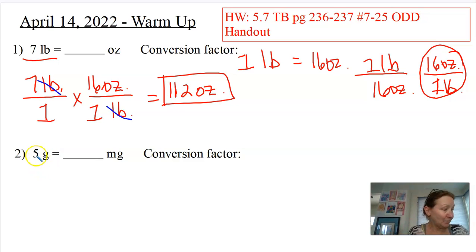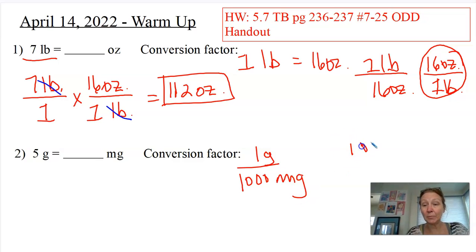So, maybe you know that with milligrams, the milli stands for 1,000, right? Like a millipede is supposed to have 1,000 legs. So my conversion factor is 1 gram is equal to 1,000 milligrams, or I turn it around and I do 1,000 milligrams is equal to 1 gram.